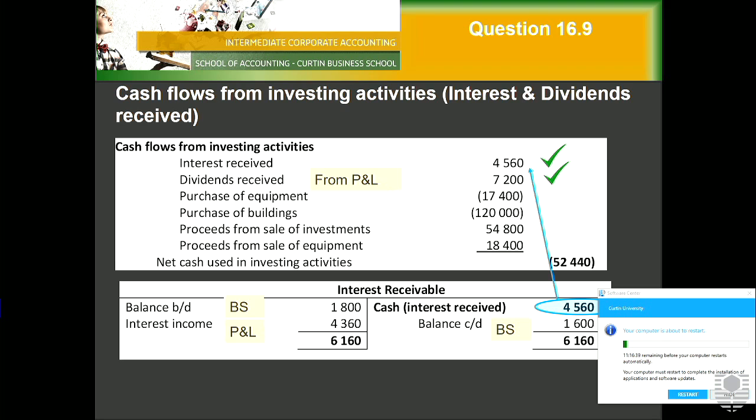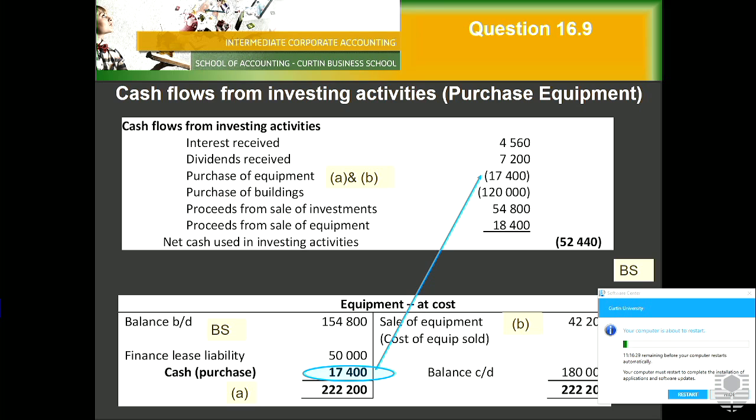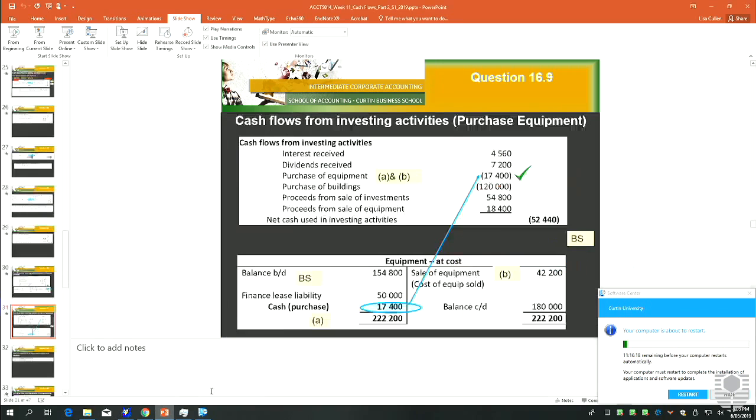All right, purchase of equipment. We read this right at the beginning. Item A said 17,400 was paid in cash. Notice it's in brackets, so we're going to pay out that 17,400 in cash. We're also going to recreate our account just to go through and double check. So our equipment account here.